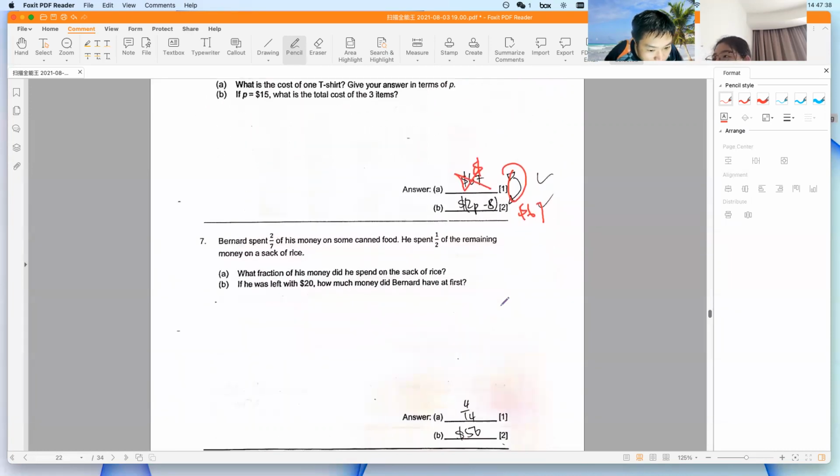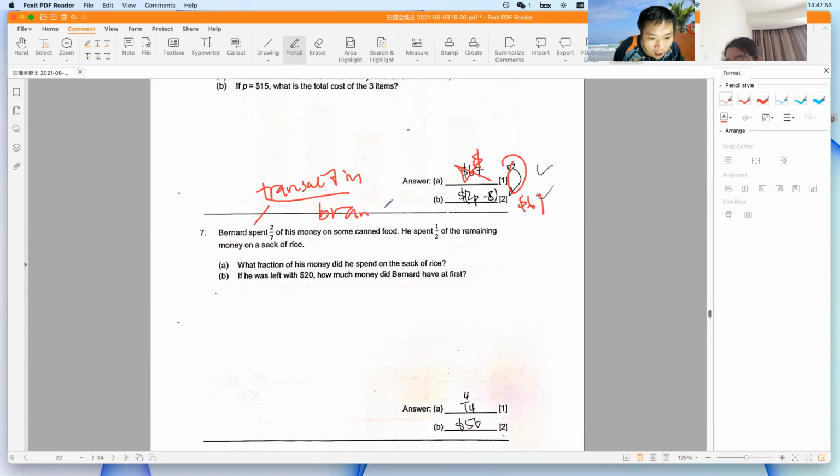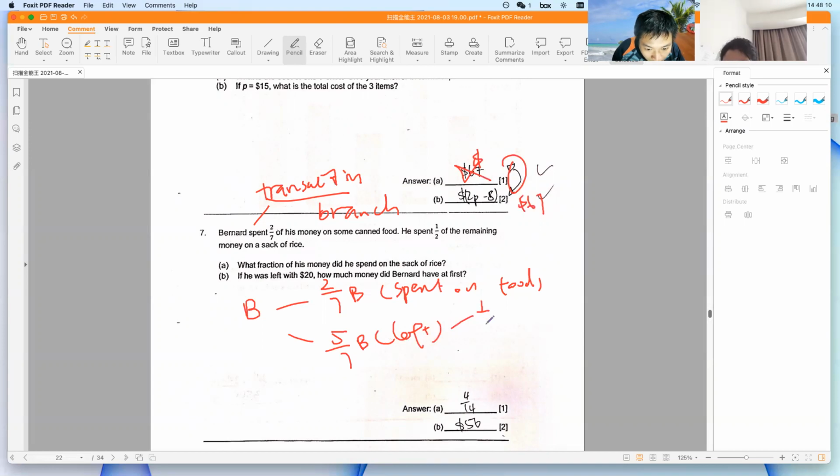Bernard spent this and then of course you spend the remaining what fraction of this money. Okay, good. So once again, let me tell you this is a transaction question. For transaction questions, I encourage you to use the branch. So for Bernard, spent 2/5, I'm sorry, 2/7, so this is spent on food. Just briefly write down the statement. So 2/7 left. And half of this is spent on rice. Then of course, half of this is left.